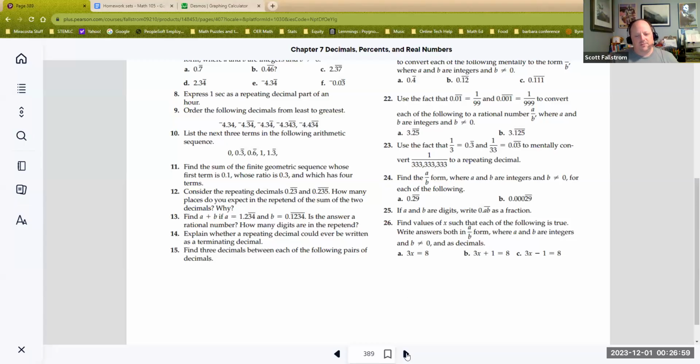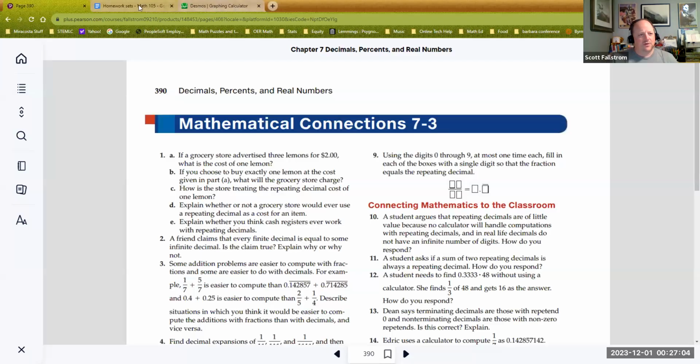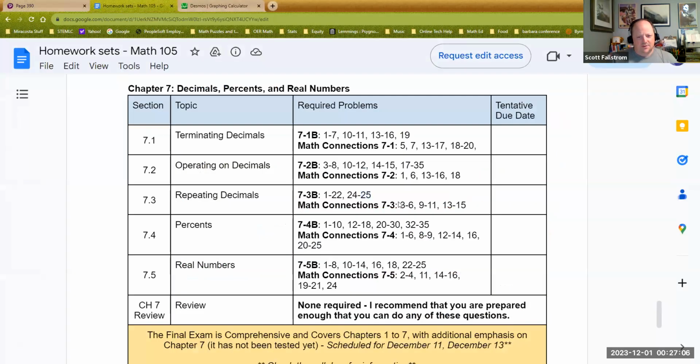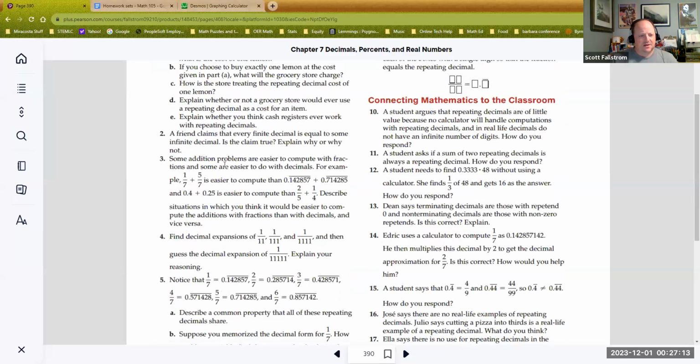Hello, students. We are jumping into the MCs, the Math Connections for section 7.3. Let's see here. We had 3 through 6, 9 through 11, and 13 through 15. So let's take a look at a few of these, 3 through 6.